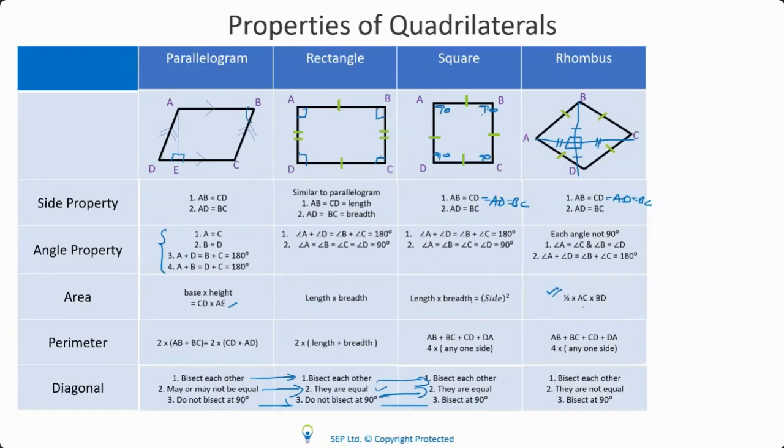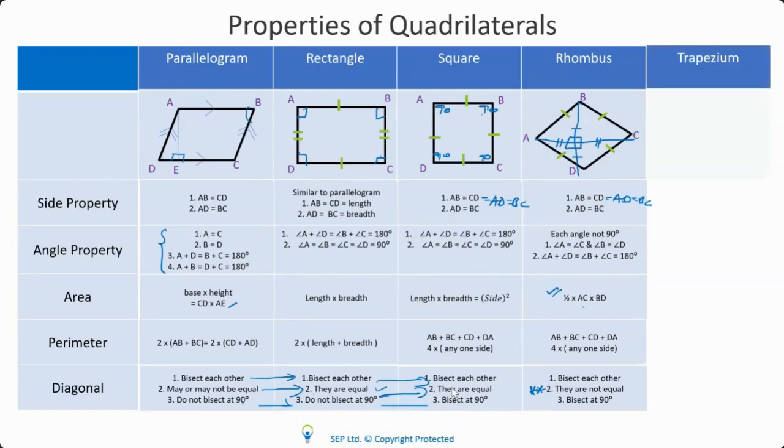The difference between a square and a rhombus is that the angles are not 90 degrees and the diagonals are not equal. This is very important. If you forget this, you might end up marking the wrong answer, which most of you may have done in this question. But they bisect at 90 degrees. So I hope you can see the differences that I've shown here.